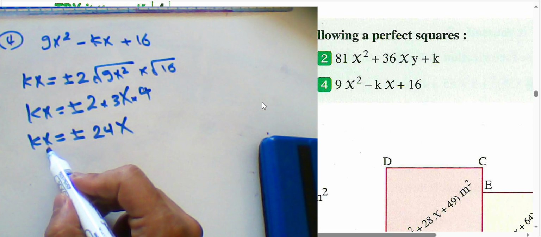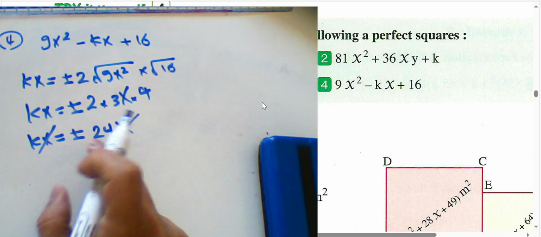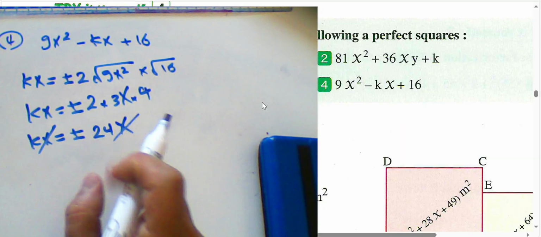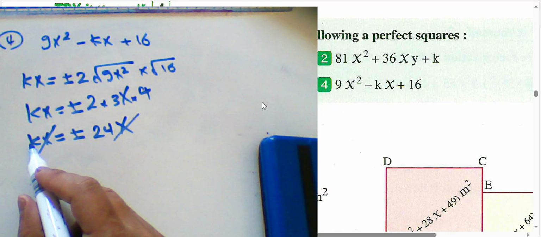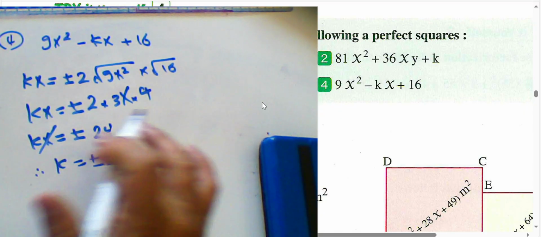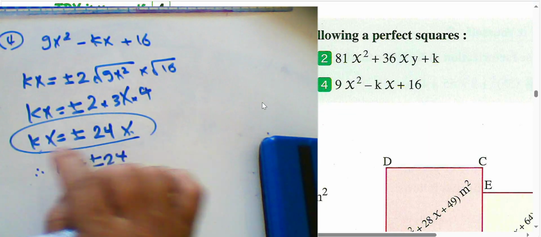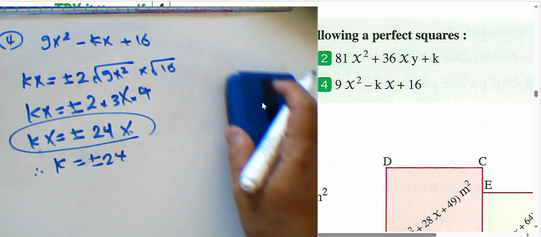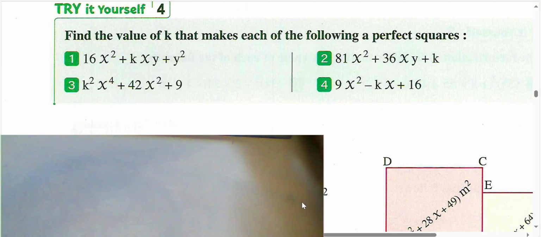Okay, then we can cancel x by x, since here k is a coefficient. K is a coefficient. Okay, then k will be positive or negative 24. Okay, understood? We have this example. Then the coefficient of x equals positive or negative 24. That was question number 4. Next question.